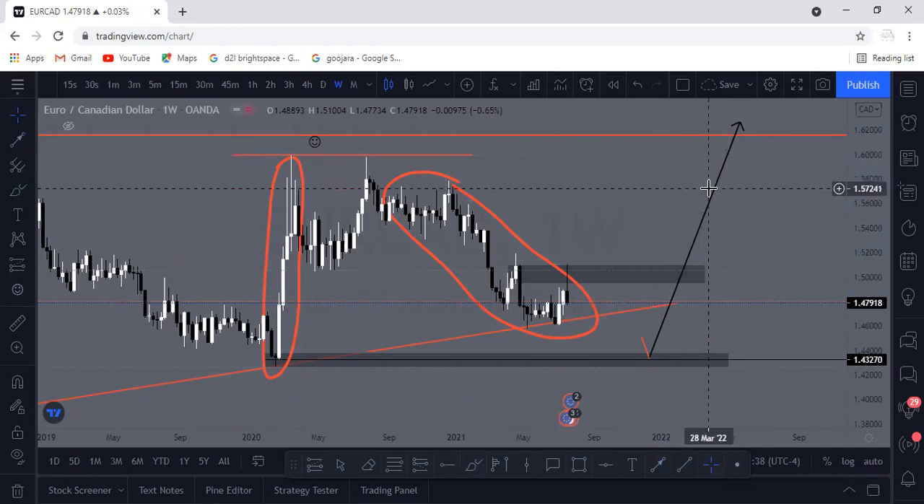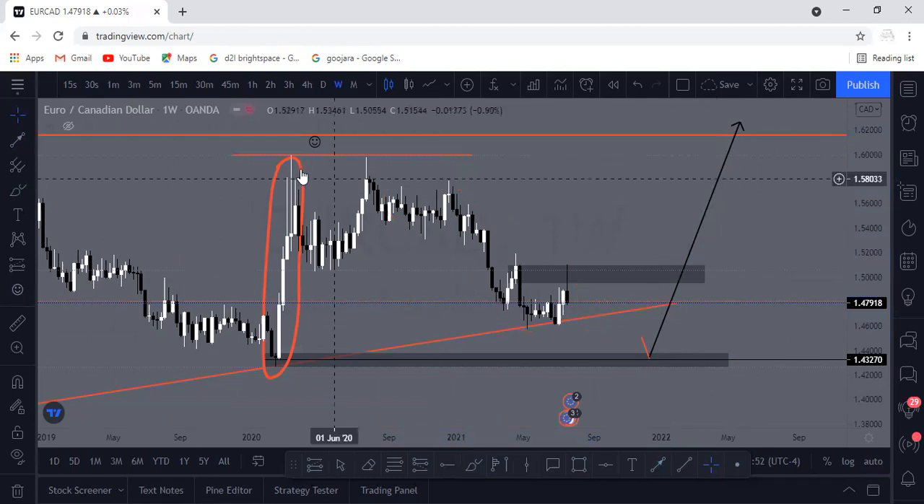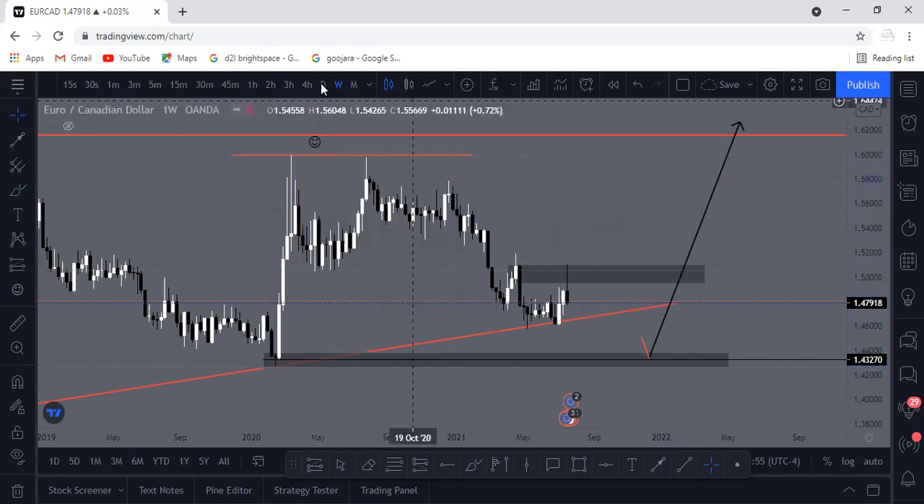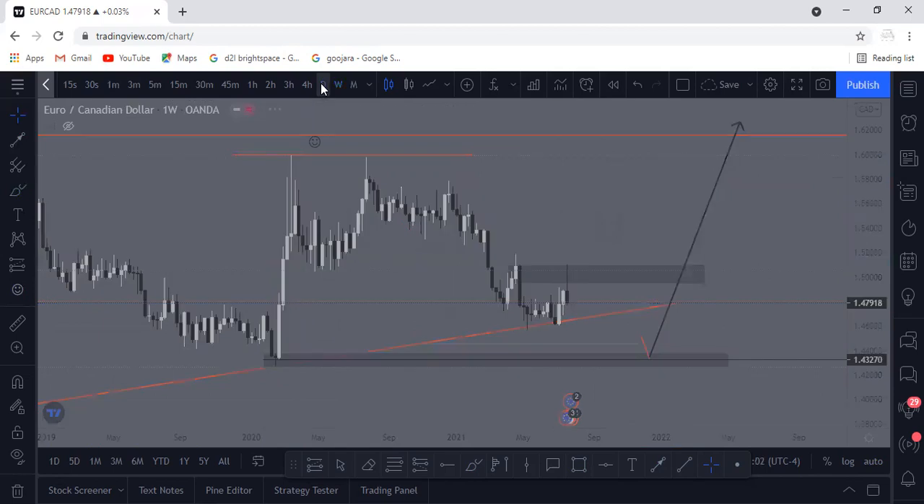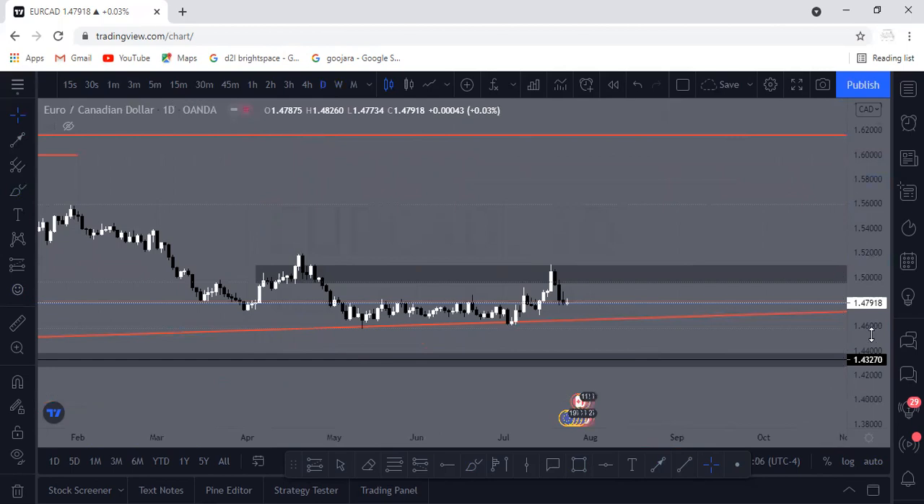I'm going to be placing my stop loss below here. When the price is here, my stop loss will be here. That's what I'm going to do. So that's all about Euro Canadian dollar. But now let me go down to the daily time frame and see what is happening. You can see that I started analyzing on the monthly time frame, went down to weekly, and now I'm going down to daily. After the daily, I'm going to check the 4-hour time frame and see what is happening there.